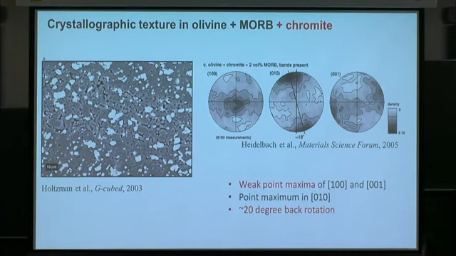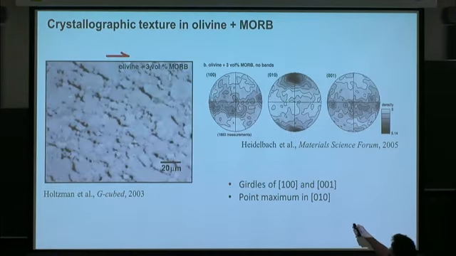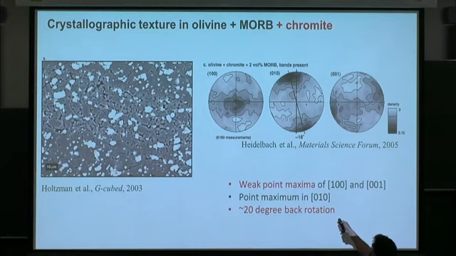Another weird feature is that, here, let me just go back. So in this case, the 0, 1, 0 axes form a strong point maxima that's vertical. And in this case, it's tilted back by about 20 degrees. And that is very consistent throughout all these experiments.